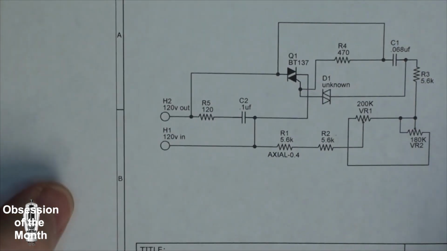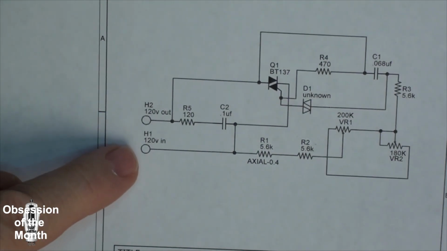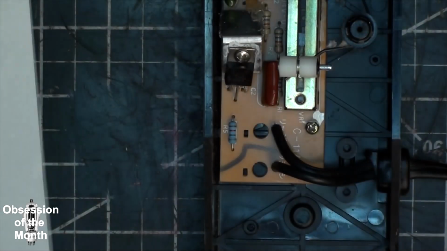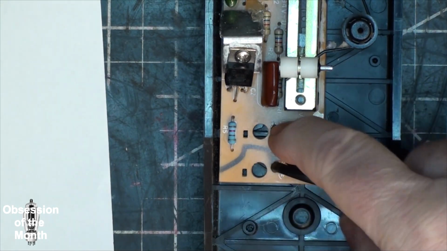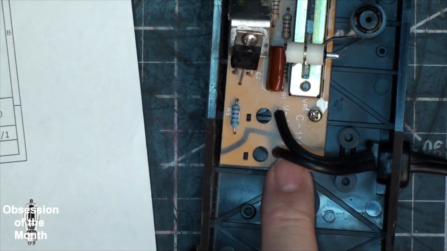I made a schematic. I can't vouch that this schematic is 100% accurate, but I'll explain it somewhat. Marked here is H1. H1 is the power that comes in, and H1 is this connector here, and then H2 is this connector here.